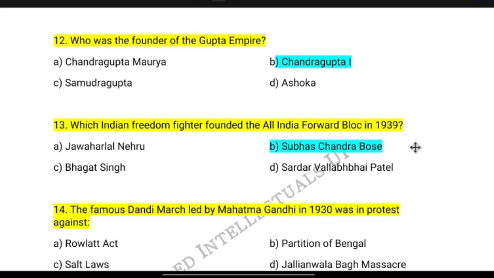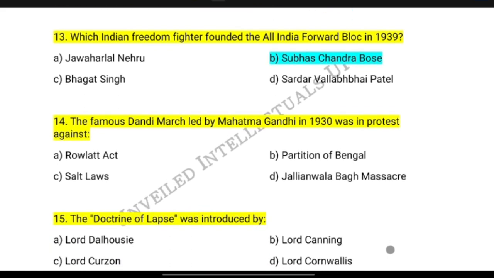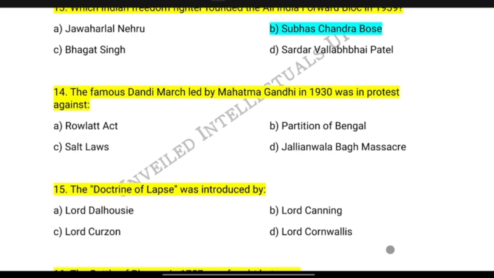Answer. B. Subhash Chandra Bose. Explanation. Subhash Chandra Bose founded the All India Forward Bloc as a left-wing nationalist political party aimed at opposing British imperialism in India. 14. The famous Dandi March led by Mahatma Gandhi in 1930 was in protest against.